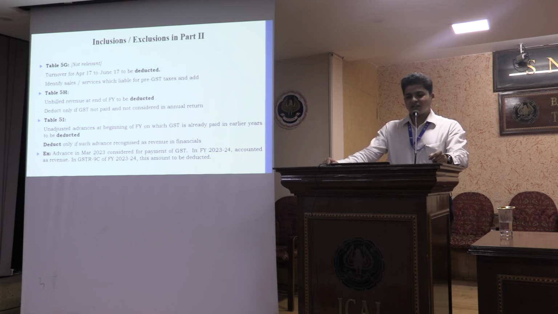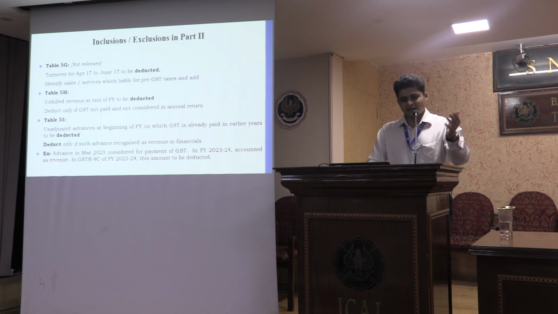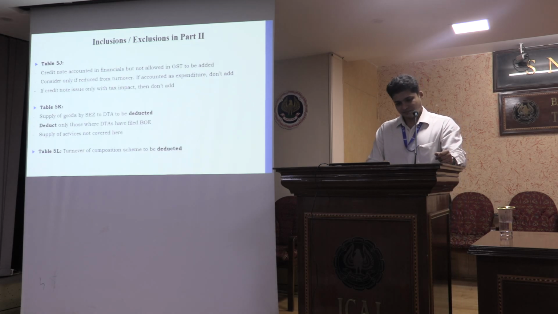5H, unbilled revenue at the end of the financial year to be deducted. This is something where it is in line with the 5B, unbilled revenue opening, unbilled revenue closing. So which means if you had unbilled revenue closing last year, please check last year GSTR 9C, whether your opening is matching. Very easy check, because generally there sometimes is a variance because they are using these unbilled revenues as the balancing item. Similarly, even for the unadjusted advances at the beginning of the year and at the end of the year.